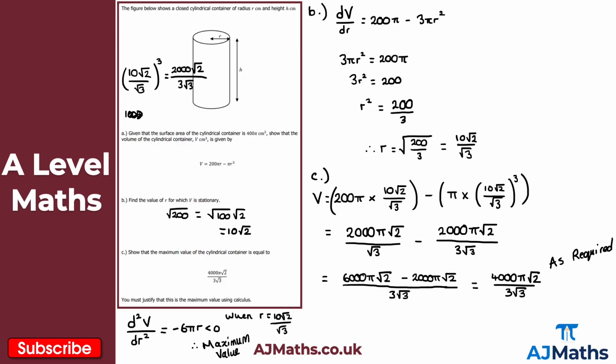Like you can see, these questions are very methodical. They usually follow the same kind of pattern. Part A is to show that. Part B is usually just finding the value of r or the value of x at which v is stationary. In this case, it's v. And then part C is just finding the maximum or the minimum value. So there we have it. That's the solution to B. That's the solution to C. And that gives the solution there to the very last question, question 2. And that brings the end of this video on modeling with differentiation.